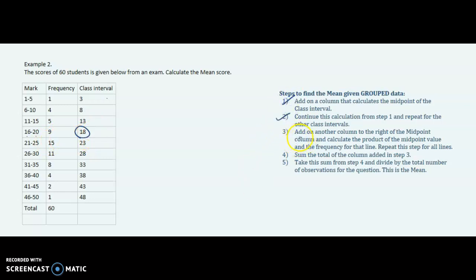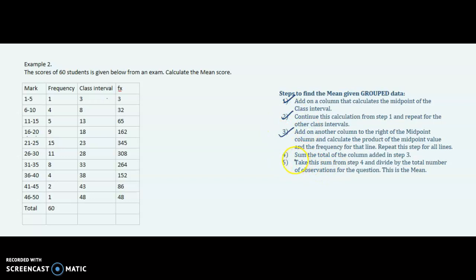Now the next thing I'm going to do is add another column to the right of the midpoint and I'm going to multiply the value that I have here by this value here. So it will be 1 by 3 will be 3, 4 by 8 will be 32, and so on. And I'll repeat this process here. Completed that calculation, I get these values here. So that means I've completed this step, and now this step.